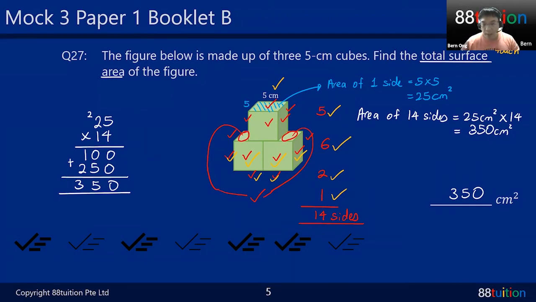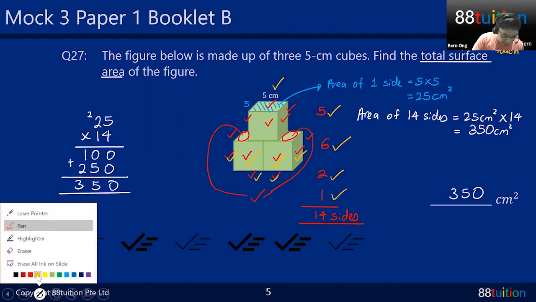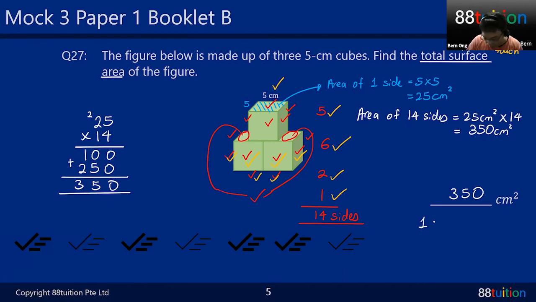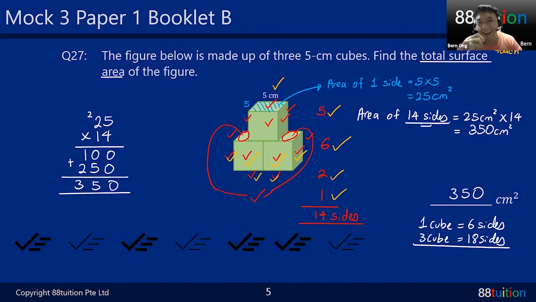Some of you think that 1 cube got 6 sides, so 3 cubes will have 6 times 3, 18 sides, right? But how come there's only 14 sides? As you can see, in the center down here, between the two cubes, you cannot touch. So that one is not counted.